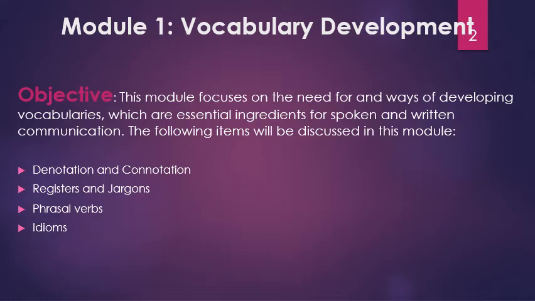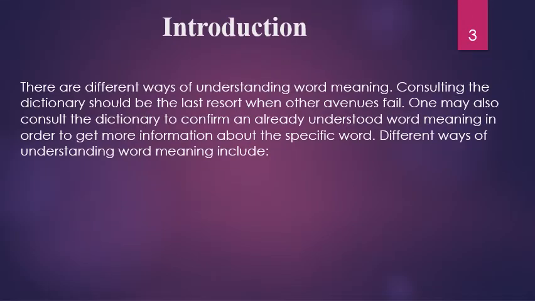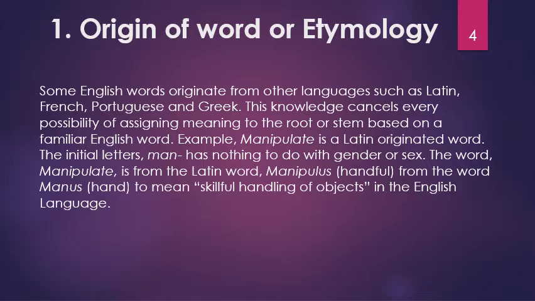So the first module here is known as vocabulary development. The module comprises the following elements: denotation and connotation, registers and jargons, phrasal verbs, idioms. Word meaning can be understood from so many different angles, such as context, base, or word origin, and so on. The origin of word, or etymology. Etymology refers to the origin of words.